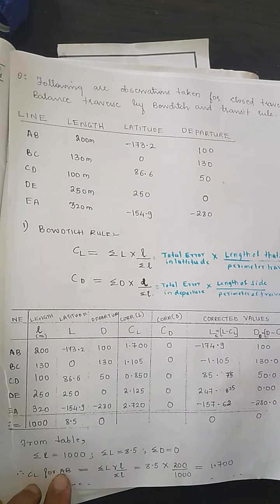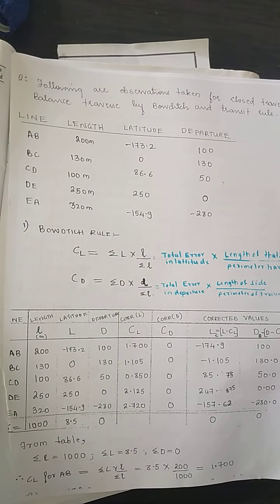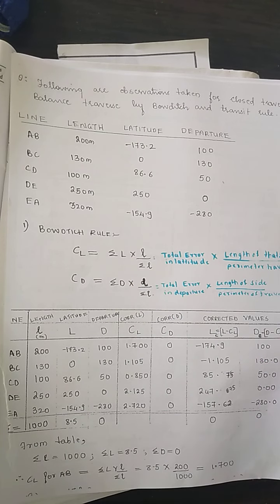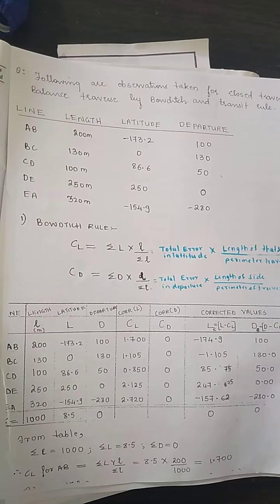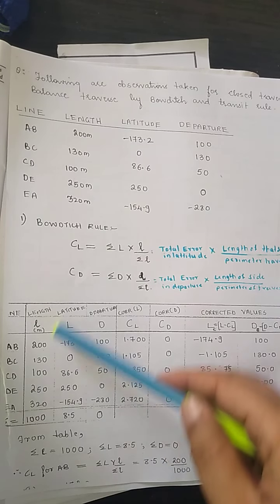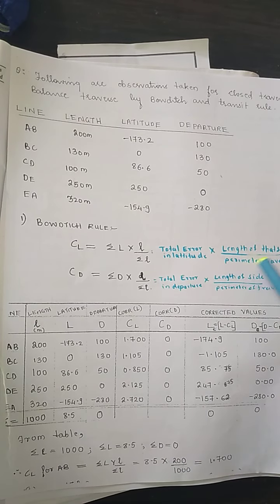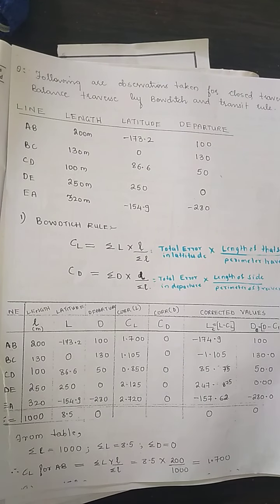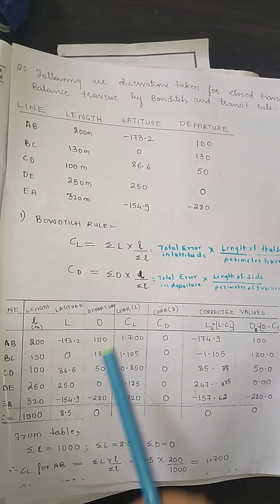Then the length. We need to find out the total length measurement, because what your formula says is sigma L. Your sigma L is nothing but the perimeter of the traverse. So, in order to find out the perimeter of the traverse, you need to add all the lengths. So first, after giving the problem, you are going to add all the lengths, add all the latitudes, and find what answer you get.